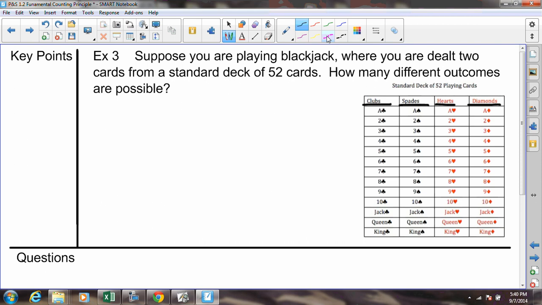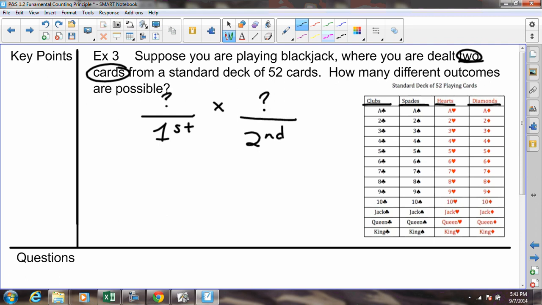And this is where the fundamental counting principle is so incredibly powerful. Because when we're doing the fundamental counting principle, all we have to look at is this piece. We are dealt 2 cards. Because there are 2 cards, we just have to consider 2 slots. The first card and the second card. So I can put down a line for each. If I can figure out how many cards are available for the first and how many cards are available for the second, all I have to do is multiply those 2 numbers and I will get my answer.